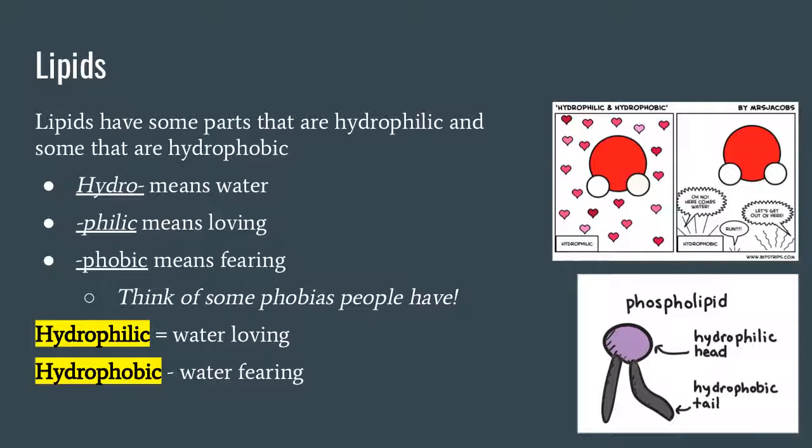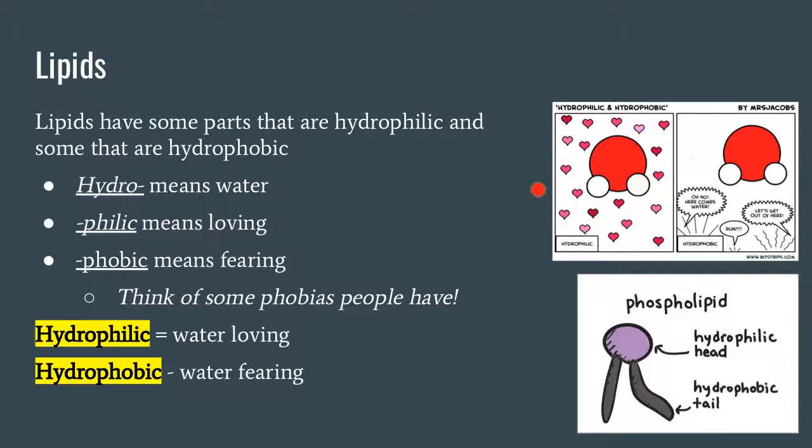Just like in the last section, we're going to notice that there's a lot of terminology, or lots of vocabulary that you have to learn. So with lipids, we're going to talk about the fact that some of them have parts that may be hydrophilic, and other parts that might be hydrophobic. So hydro, remember from our hydrolysis, means water. Philic means loving, and phobic means fearing. So if you think about someone who has a phobia, like arachnophobia, that means a person is afraid of spiders. So phobic means fearing. So when I put these words together, I get hydrophilic means water loving.